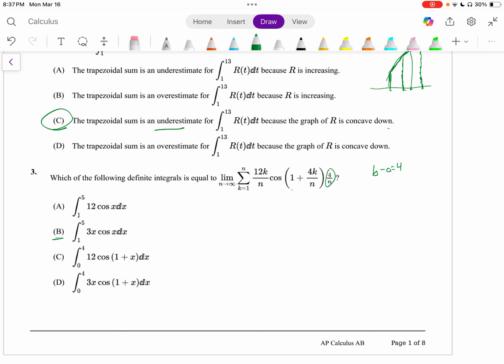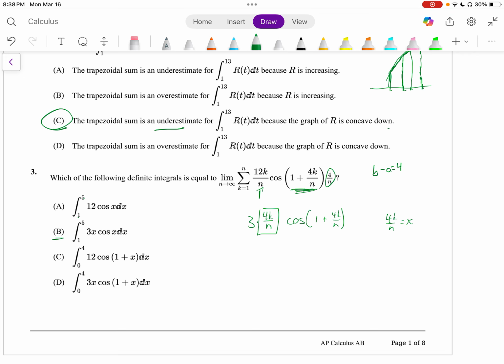What we normally might look at is just right in here, and we see a 4k over n, but we also have this out here, and so we can think about this as 3 times 4k over n, which means it looks like 4k over n is what we're going to be working with. And so cosine of 1 plus 4k over n. So it looks like 4k over n is going to be kind of our x value here.